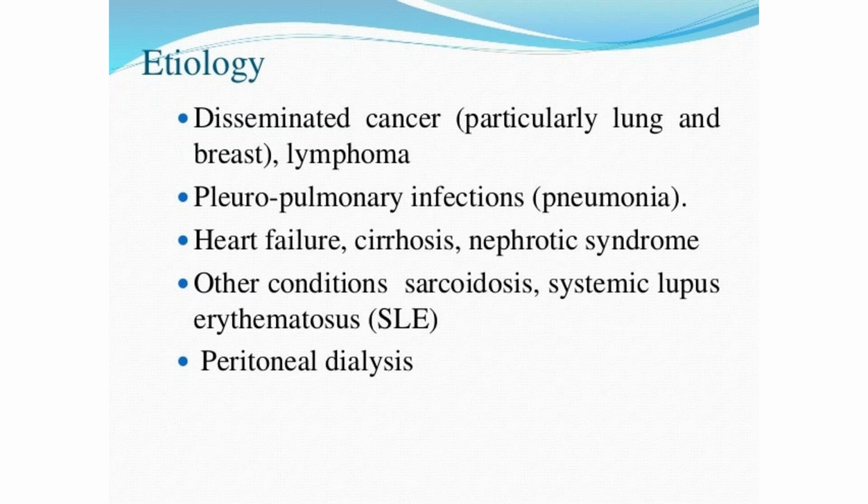There are pleuropulmonary infections like pneumonia, heart failure with cirrhosis, nephrotic syndrome, sarcoidosis, which is rare, SLE, and peritoneal dialysis. Peritoneal dialysis means when you do the peritoneal dialysis, there can also be fluid, and this fluid transgresses through the diaphragm to the pleural cavity, and its biochemistry is like the peritoneal dialysis fluid. It is the same fluid.